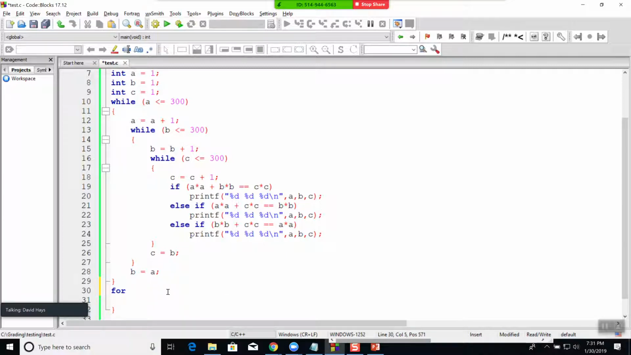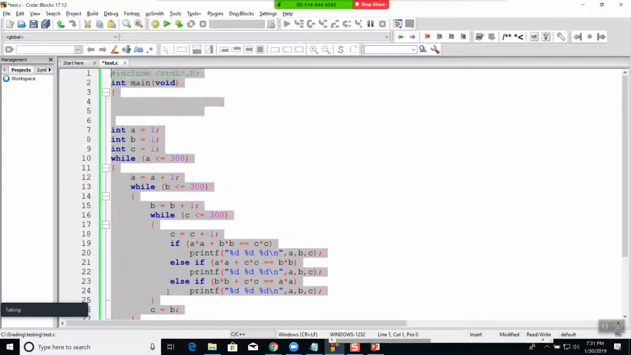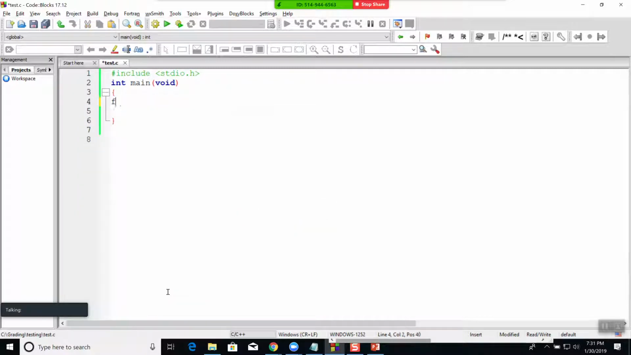I could say for int a equals 1, continue while a is less than or equal to 300. I forget what I had. And a plus plus. And for int b is equal to a, continue while b is less than or equal to 300, b plus plus.